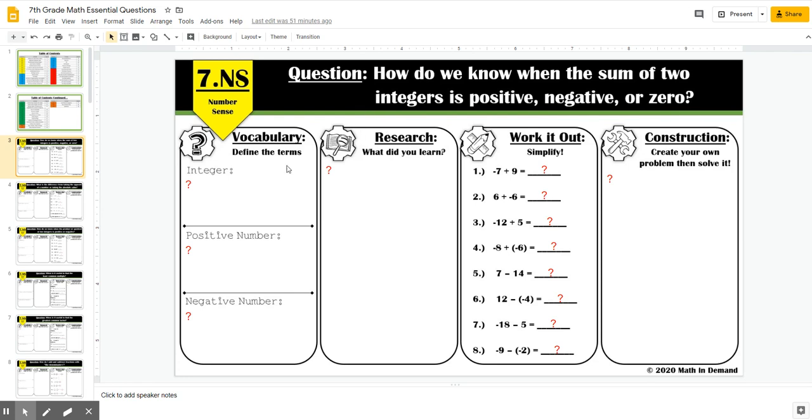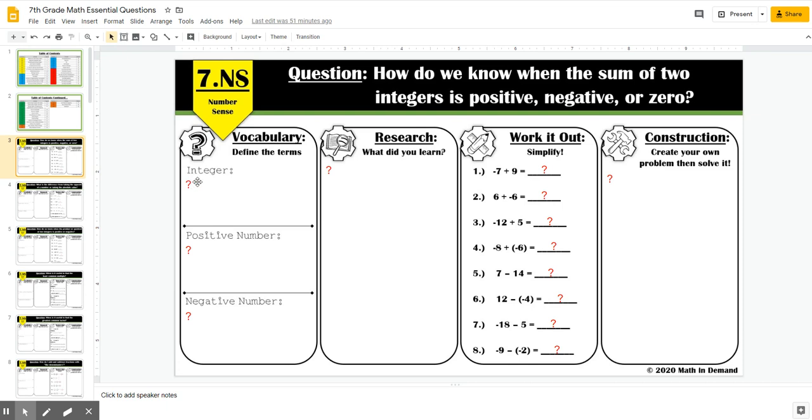Each question is going to come with some vocabulary. So students are going to have to define some vocabulary words. Then it comes with research. What did you learn? Work it out, simplify for these problems, and then construction. Create your own problem, then solve it.